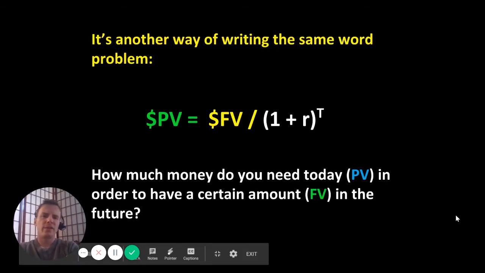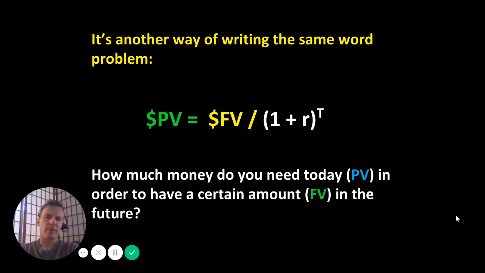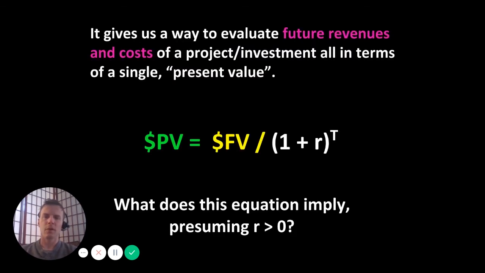So it's, in a lot of ways, another way of writing the same word problem, right? How much money do we need today, or present value, in order to have a certain amount of money, the future value, or FV, at some point in the future? So this equation is also important for another reason as well. In particular, what it gives us a way to do is evaluate future revenues or costs of a project or investment, all in terms of a single present value. So PV equals FV divided by 1 plus R to the T.